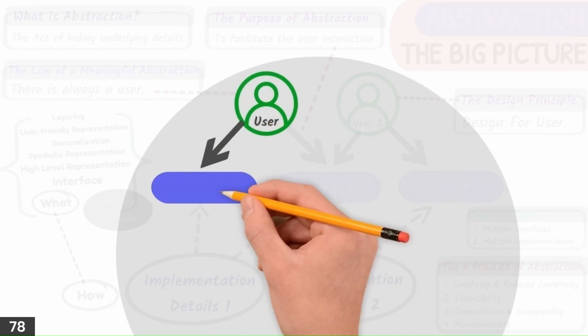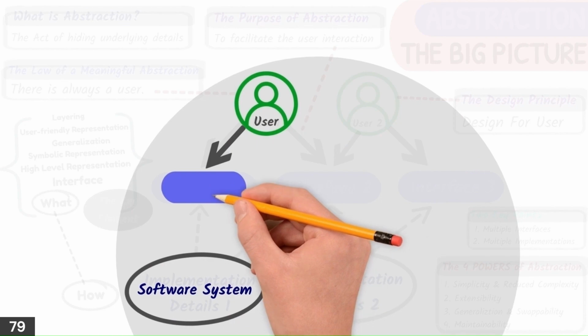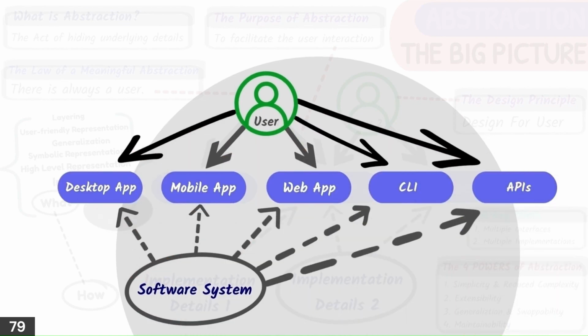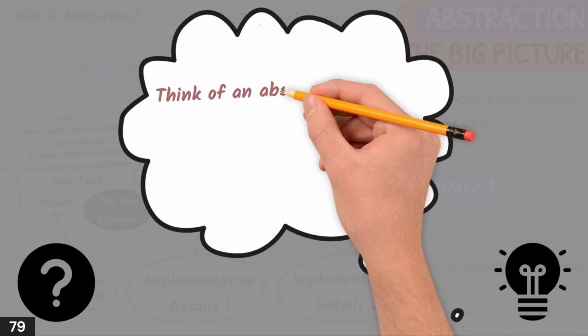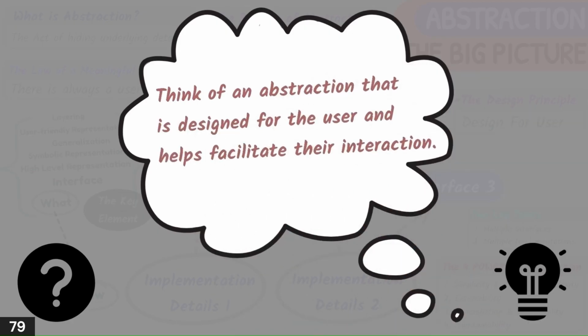YouTube, Google, or any other software. It may expose interfaces in the form of mobile apps, web apps, desktop apps, CLI version, third-party APIs, and so on. And users use those interfaces to interact with the software. Now, think of an abstraction that is designed for the user and helps facilitate their interaction. All the abstraction examples that we have seen so far were designed for the users.